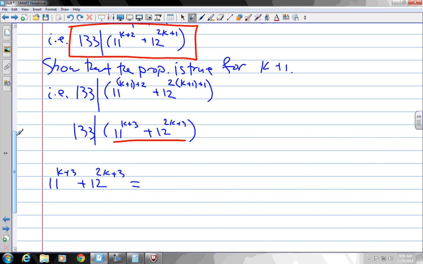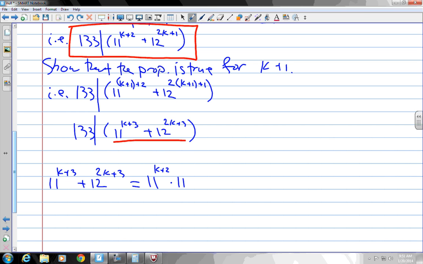So by the rules of exponents, I can rewrite 11 to the power k plus 3 as 11 to the power k plus 2 times 11. Do you agree with that? By the rules of exponents, I can do that because we add exponents, so you get your k plus 3, right? Okay, so you see I'm trying to match. I'm trying to get the same exponents.